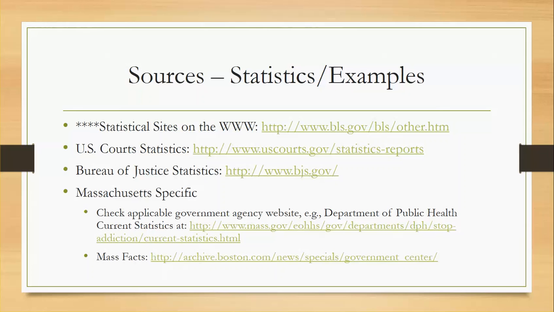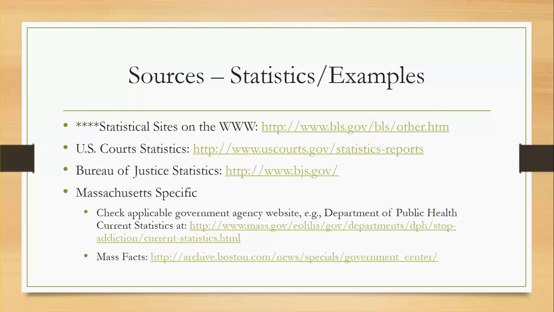For Massachusetts-specific information, it varies a lot depending on the department. So you're going to want to check the agency websites, and I gave you one example, and it's just one. Lots of other information available on different websites of different agencies, but this is the Department of Public Health, and there's some current statistics that are available there that might help you in a particular case that had to do with any of the statutes or regulations that are governed by the department or enforced by the Department of Public Health.